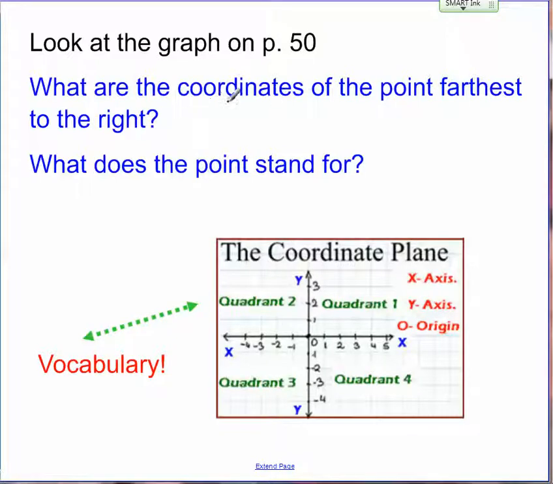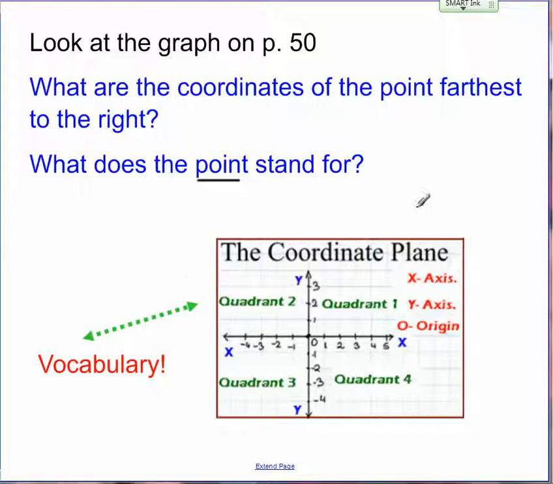So we looked at the graph on page 50, and it's about 118 years of snowfall in Philadelphia. I asked you what the coordinates of the point farthest to the right were, and what the point stood for. All of you knew that you look to the right of the graph and see a dot, and if you go down to the x-axis it tells you what year it was, and if you go to the left on the y-axis it tells you the amount of snowfall that fell in Philadelphia in that year. So the point stood for a year and inches of snowfall.